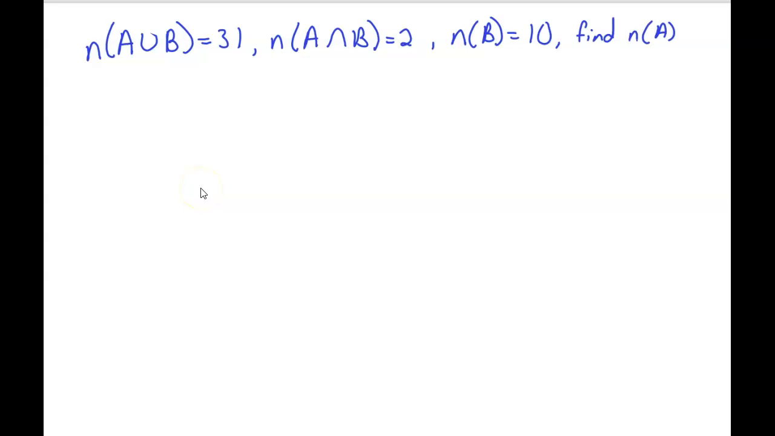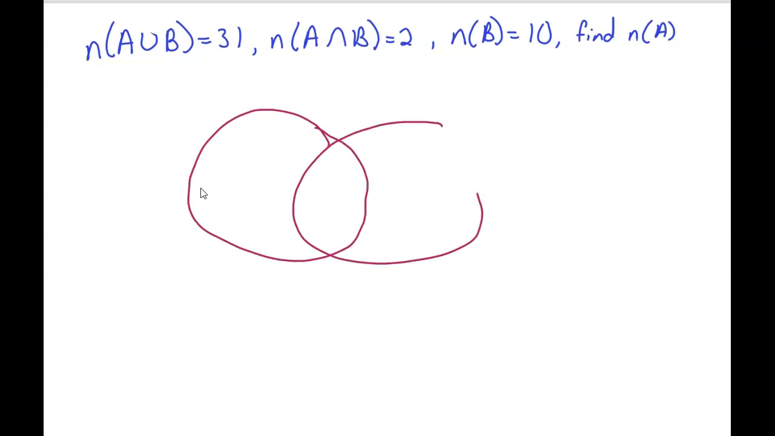Let's look at this example. This is saying that in the set of A union B, we have 31. But in A intersect B, we have 2, and in the set of B, we have 10. So let's think about a Venn diagram when we're talking about these. So we have two overlapping things. We have A here and we have B here.